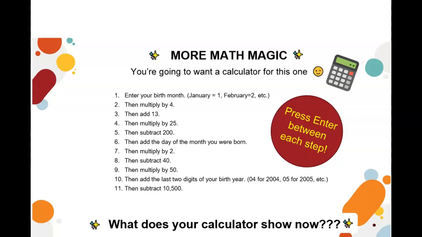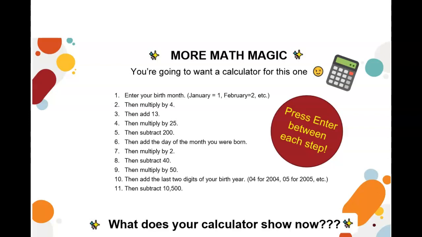Then we're going to multiply that by 4, press enter. Then add 13, press enter. Then we multiply by 25. Press enter. Now we're going to subtract 200. Press enter. Now we need to add the day of the month you were born. So what day of the month?